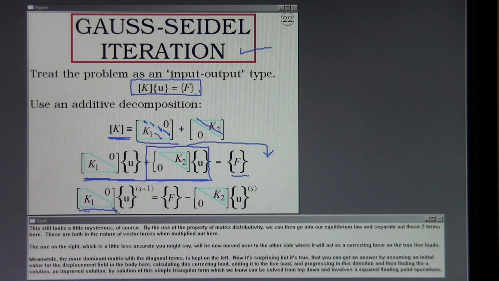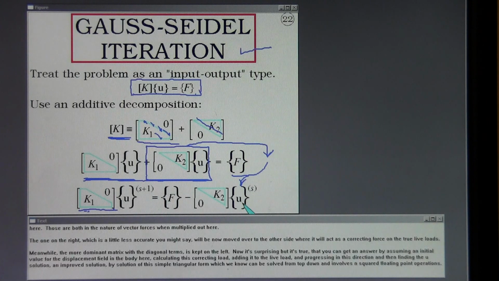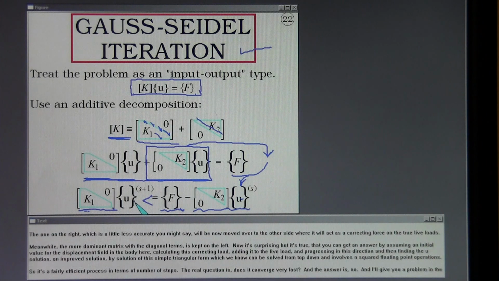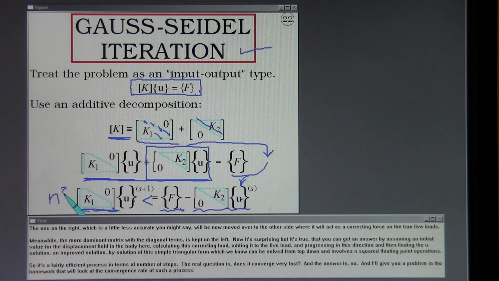Now, it's surprising, but it's true that you can get an answer by assuming an initial value for the displacement field in the body here, calculating this correcting load, adding it to the live load, and progressing in this direction, and then finding the U solution and improved solution by solution of this simple triangular form, which we know can be solved from top down and involves n-squared floating point operations. So it's a fairly efficient process in terms of number of steps.